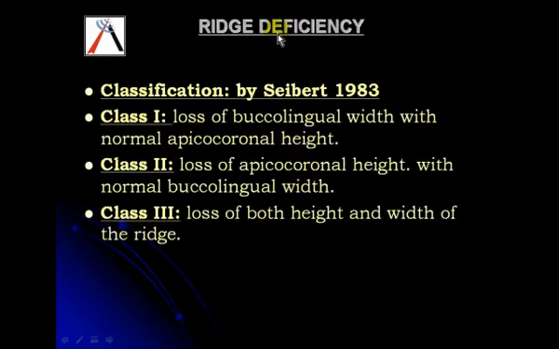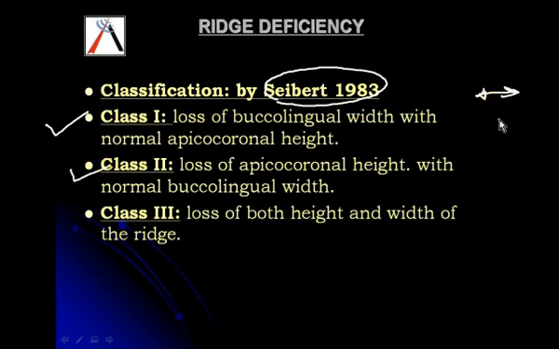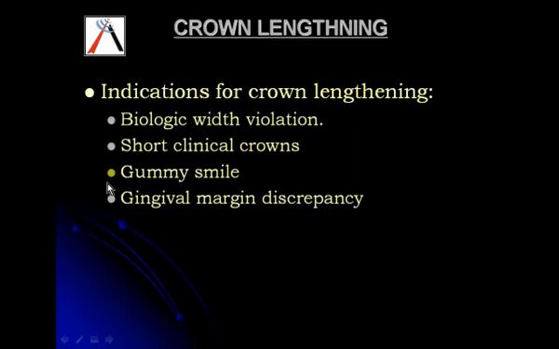Then we come to ridge deficiency. Ridge deficiency classification was given by Seibert in 1983. You have class 1. Class 1 is the loss of buccolingual width. Class 2, it's the loss of apicocoronal width. So we have buccolingual, then we have apicocoronal, and both the loss together we have class 3. Crown lengthening. Why is crown lengthening indicated? We need it for biologic width violation, we need it for short clinical crowns, gummy smile, and gingival margin discrepancies.